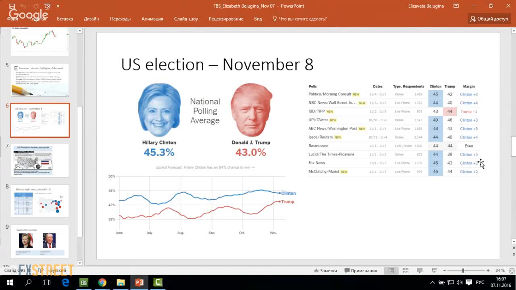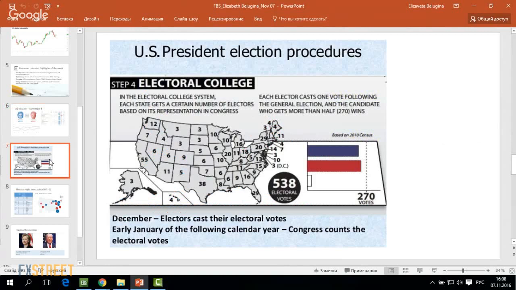It is also very important to pay attention to the fact that although these opinion polls show us something, the national opinion polls don't reflect the situation fully. The thing is that America doesn't have direct elections. The election system is a bit more complicated. Here I have found a picture of how it all works.